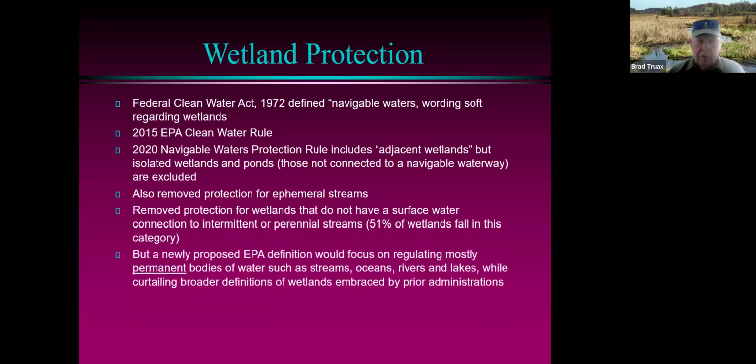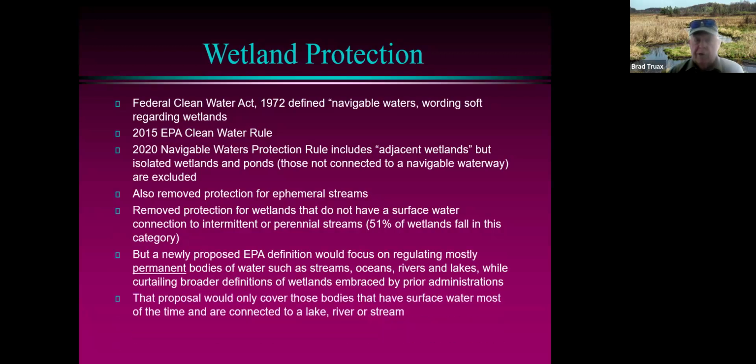And now a newly proposed EPA definition would focus mostly on regulating permanent bodies of water. So things like streams, oceans, rivers, and lakes, and really curtails the broader definitions of wetlands that have been embraced by all prior administrations. So this change in legislation is a significant threat to the wetlands. So again, the most recent proposal would cover only those bodies of water that have surface water most of the time and are not connected to a lake, river, or stream.